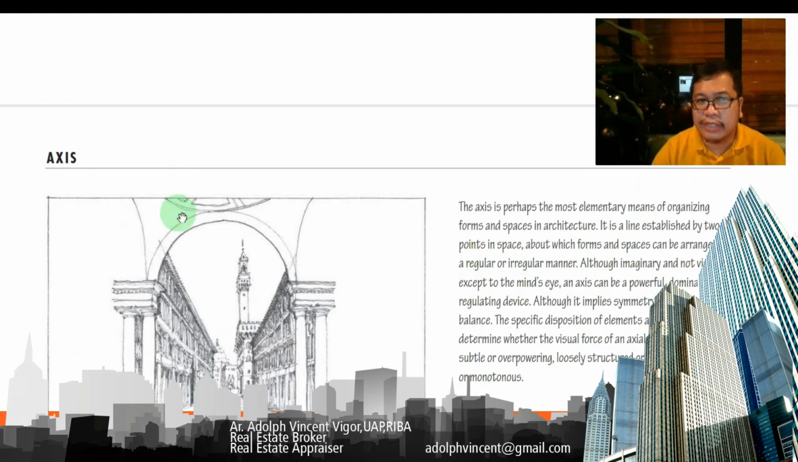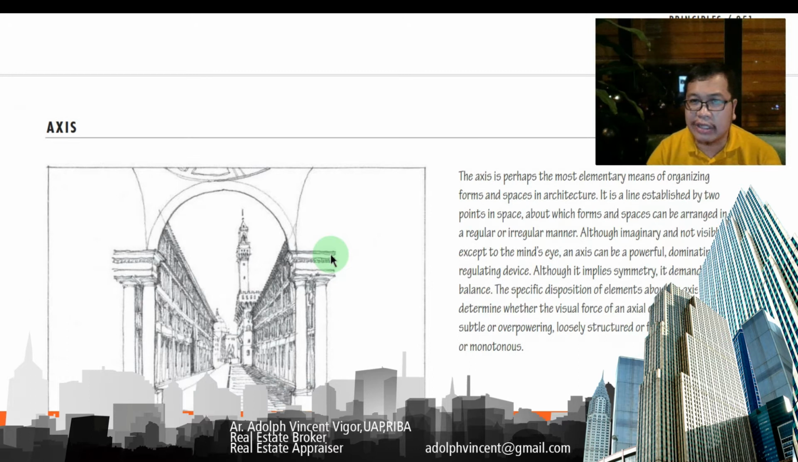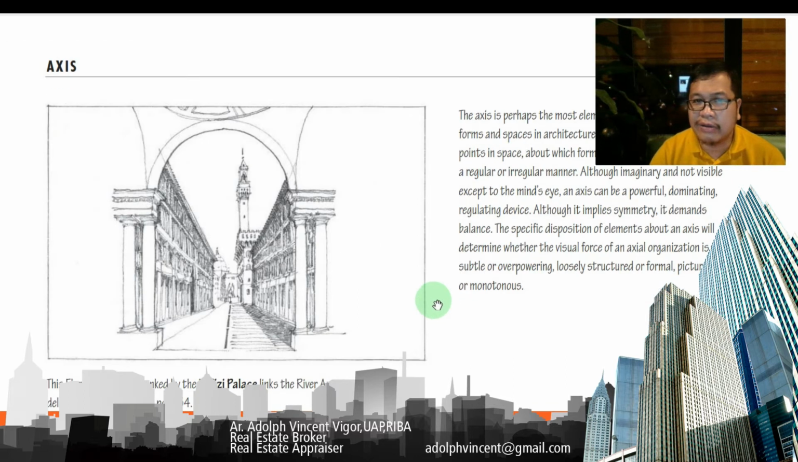So this is an example of an axis. An axis is perhaps the most elementary means of organizing forms and spaces in architecture. It is a line established by two points in space about which forms and spaces can be arranged in a regular or irregular manner.